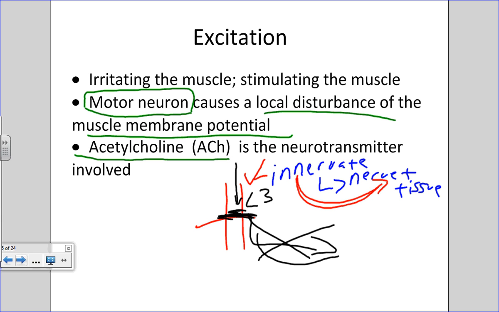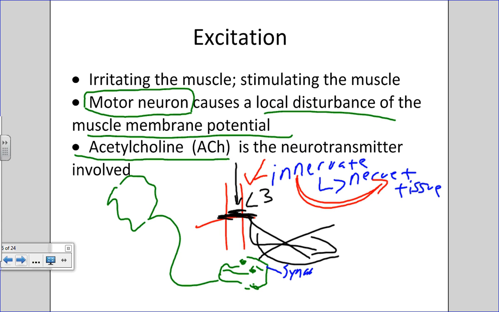Acetylcholine. Now remember, when nerves communicate with other tissues, nerves have a cell body, and then they've got these long branching axons, and at the very ends of the axons there are these boutons or bulbs. Bouton is a French word for button. That's what some people call these. These are what we call synaptic terminals.